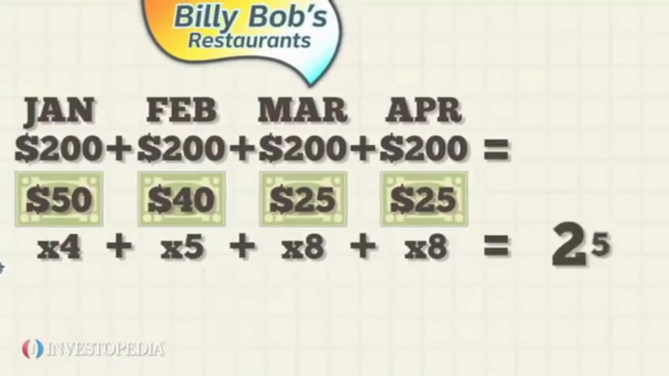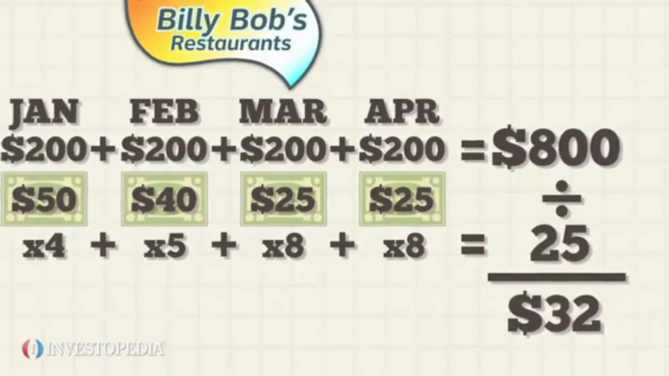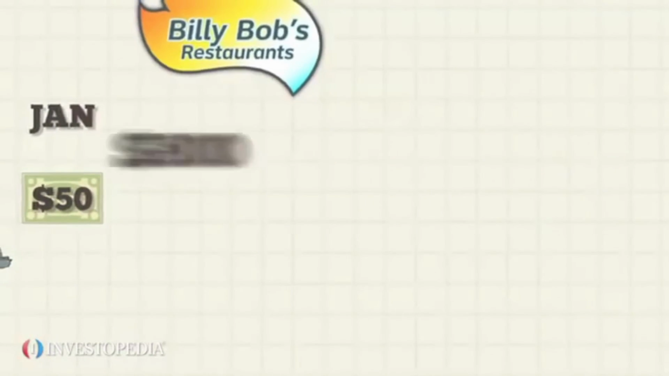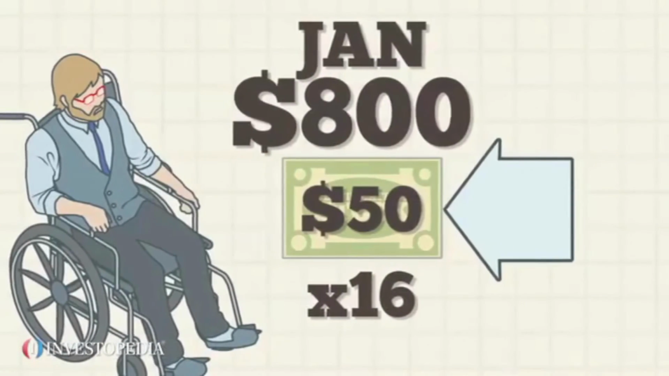Overall, Chris purchased 25 shares at an average price of $32. If he had invested all of his money at the same time, then he would have only bought 16 for an average price of $50 per share.